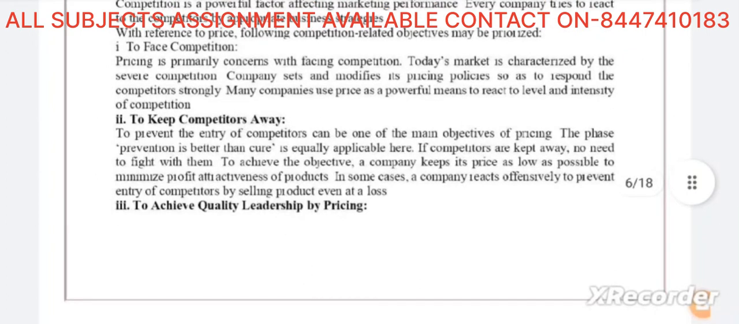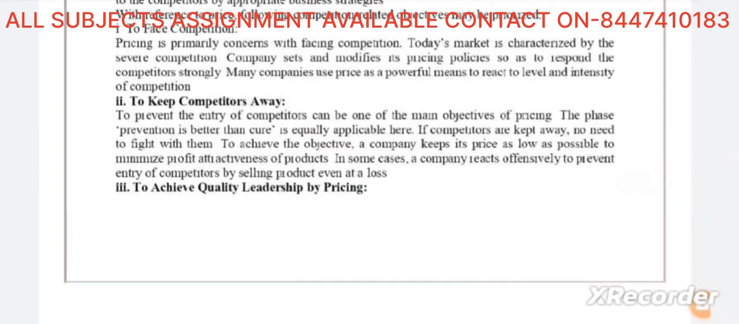To keep competitors away, to prevent the entry of competitors can be one of the main objectives of pricing. The phrase prevention is better than cure is equally applicable here. If competitors are kept away, we do not need to fight with them to achieve the objective. A company keeps its price as low as possible to minimize the profit attractiveness of products. In some cases, a company reacts offensively to prevent entry of competitors by selling the product even at a loss.